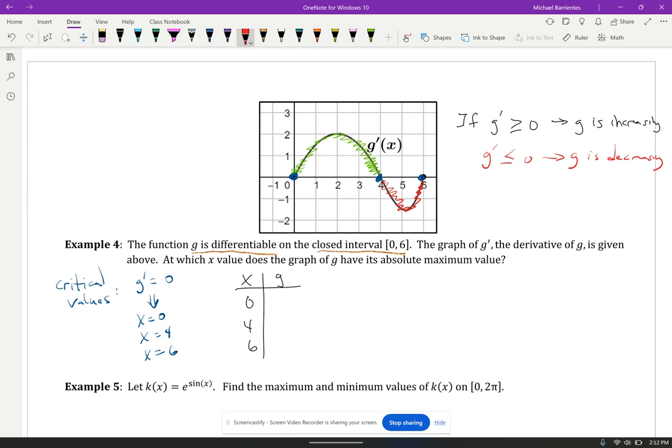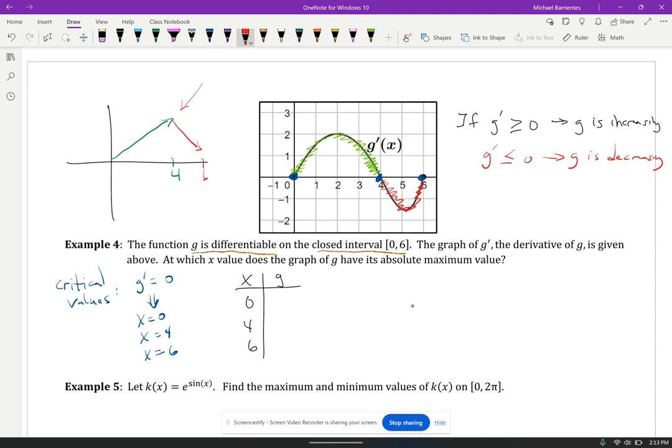So if the original graph of g is increasing from 0 to 4, and then decreasing from 4 to 6, well then this must be the absolute maximum. Regardless of where it starts, it doesn't have to start at 0, right? It could start over here, but if it's increasing and then it's decreasing, well then the highest point has to be at 4. It's the only critical value, right?